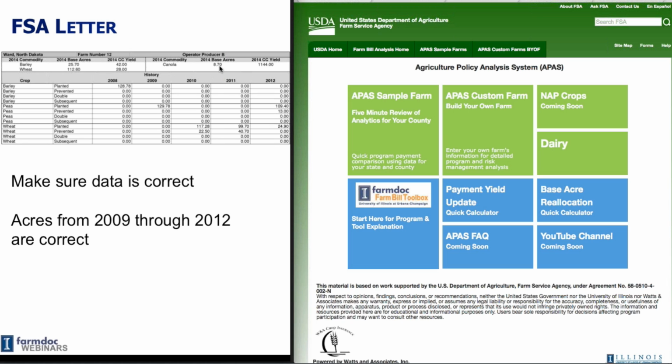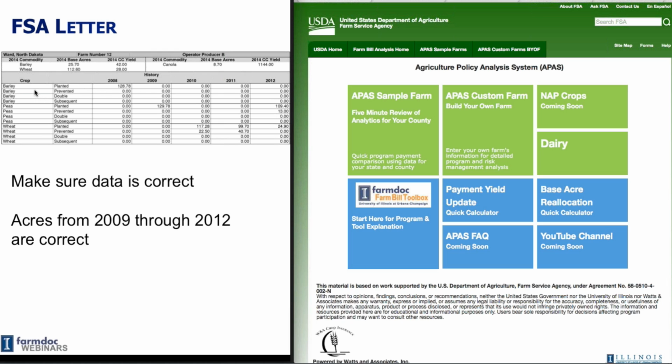We'll give you an example using this data as we move through this, using our APAS tools to calculate base acres and reallocated acres. The other thing you'll see here is 2014 counter-cyclical yields. Here we have 42 bushels for barley, 28 bushels for wheat, and 114 pounds for canola. Those are the current program yields. You will have a possibility of updating those.